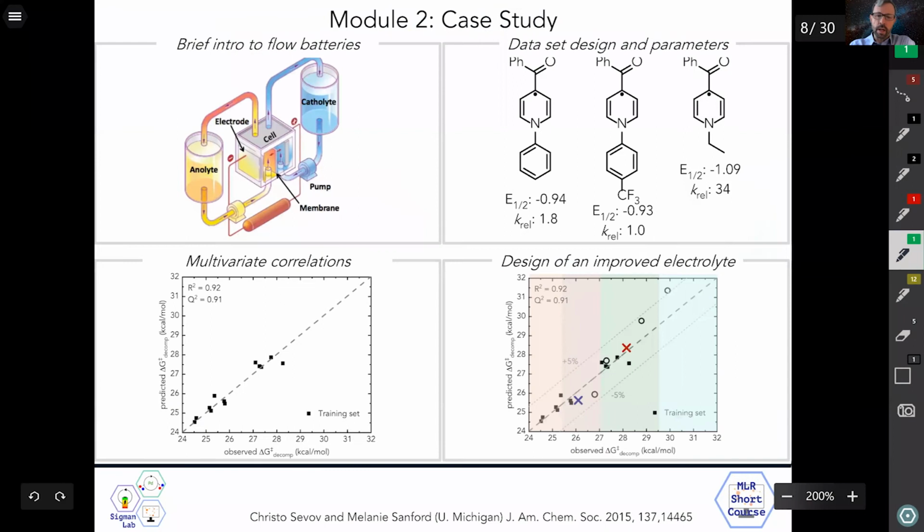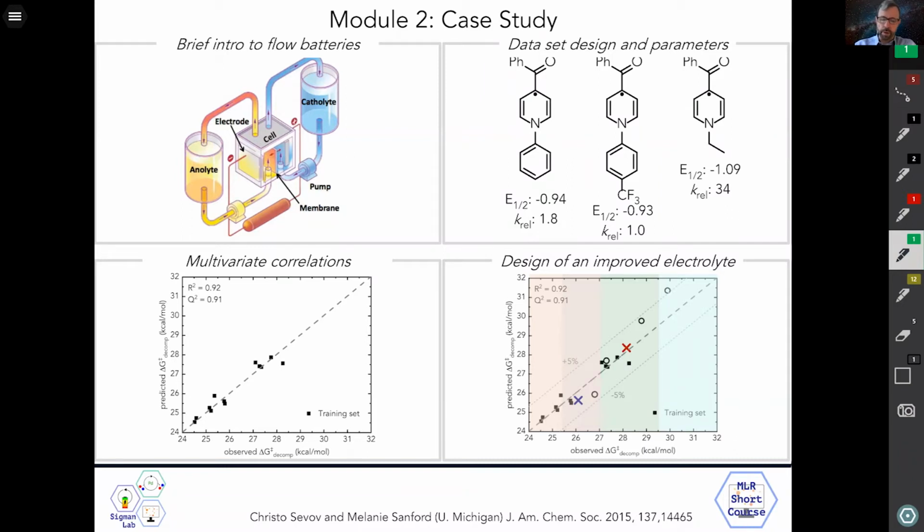And in this short module, I'll give you a brief intro to flow batteries, very brief. I will follow that up with a little bit of our philosophy and dataset design and the types of parameters that we're going to end up using for our multivariate correlations. And finally, I'll spend a fair bit of time on how we use these correlations to develop a new electrolyte that's much improved.